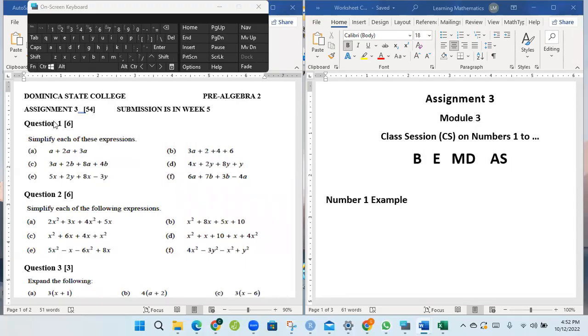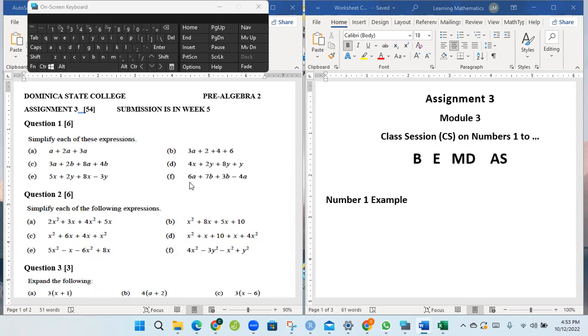Question number 1. It says simplify each of these expressions. So they call these expressions because there is no equal sign. If you look at all 6 of them, no equal sign is present. If there is an equal sign, then you can call it an equation. Equate, equal. So equate, E-Q-U-A, comes from the word equal.